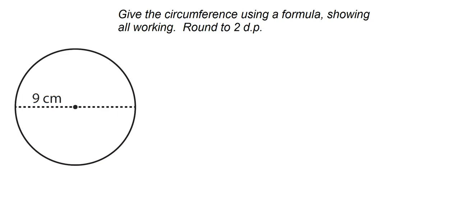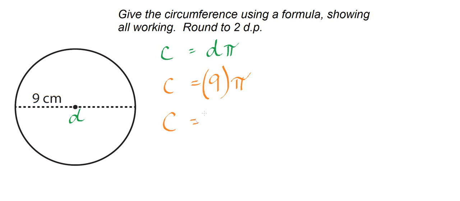Okay, give the circumference using a formula showing all working. Okay, so we've got a circle here, and the diameter is 9 centimeters, and that's useful. Let's use this formula, circumference equals diameter times pi. Now, as I said, luckily we've been given the diameter, so we just substitute. It's nice and simple, 9, and we're going to multiply that by pi.